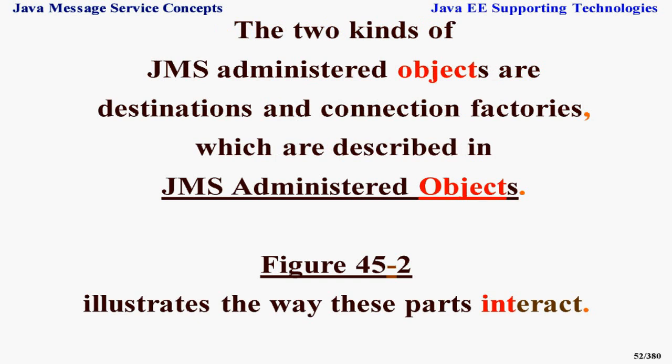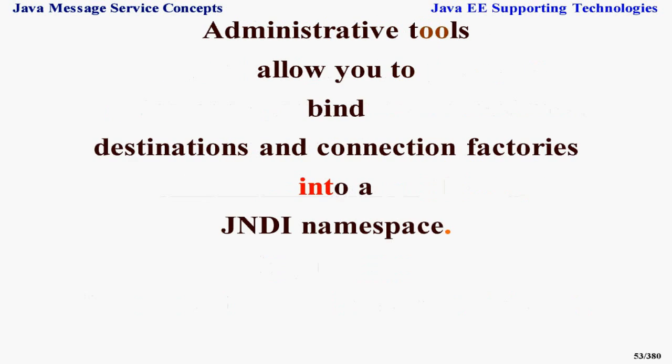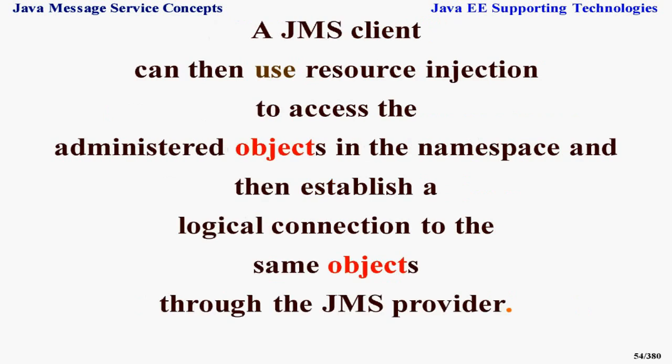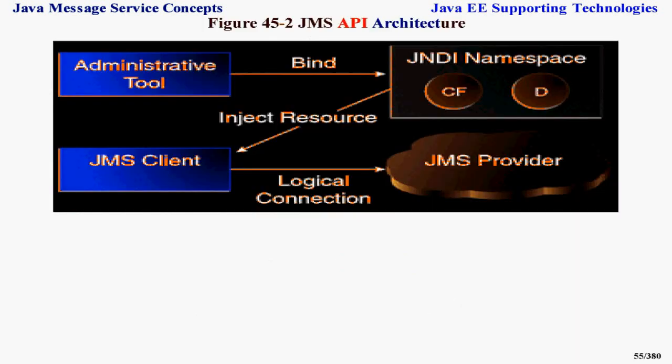Figure 45-2 illustrates the way these parts interact. Administrative tools allow you to bind destinations and connection factories into a JNDI namespace. A JMS client can then use resource injection to access the administered objects in the namespace and then establish a logical connection to the same objects through the JMS provider. Figure 45-2 JMS API Architecture.